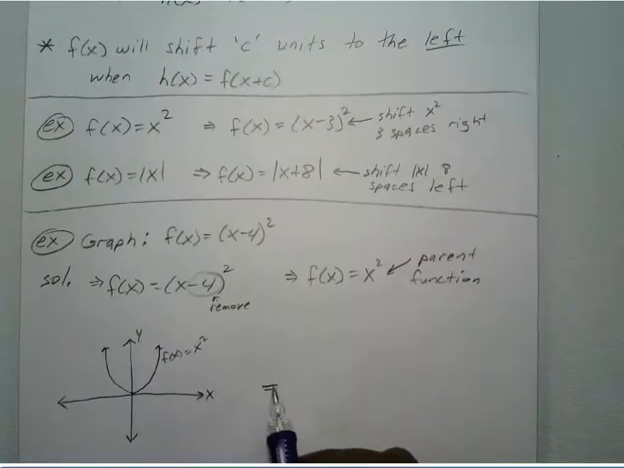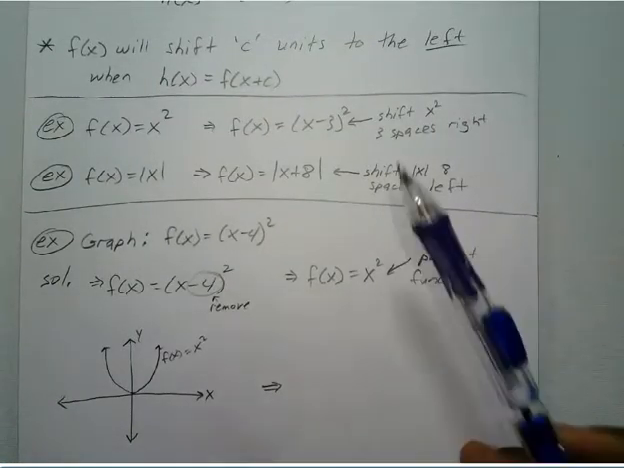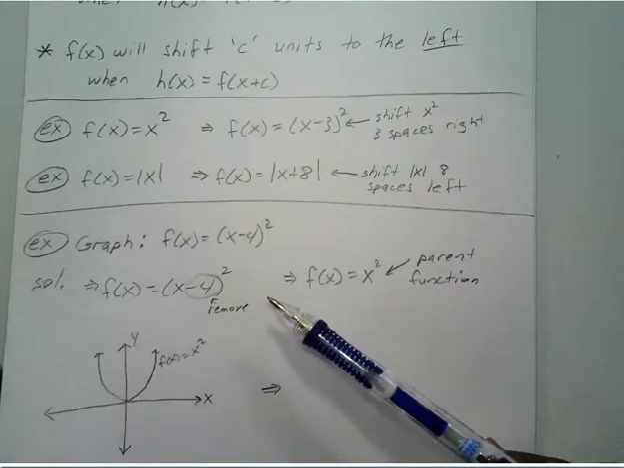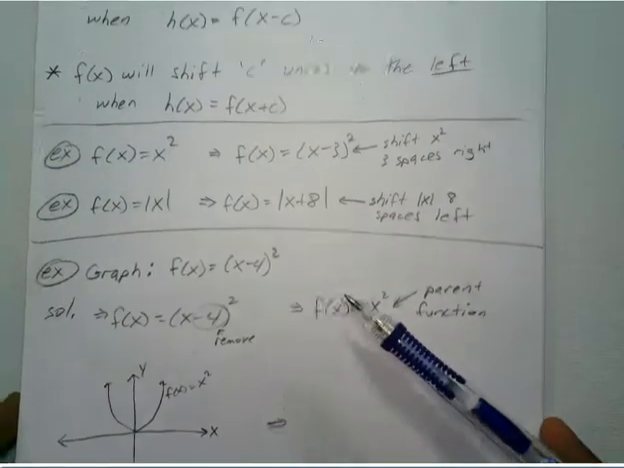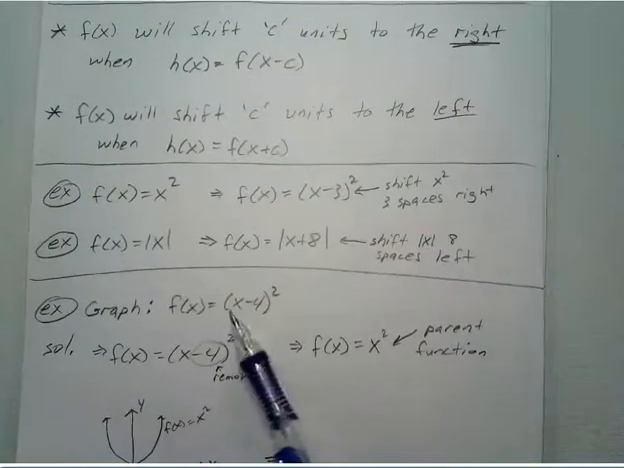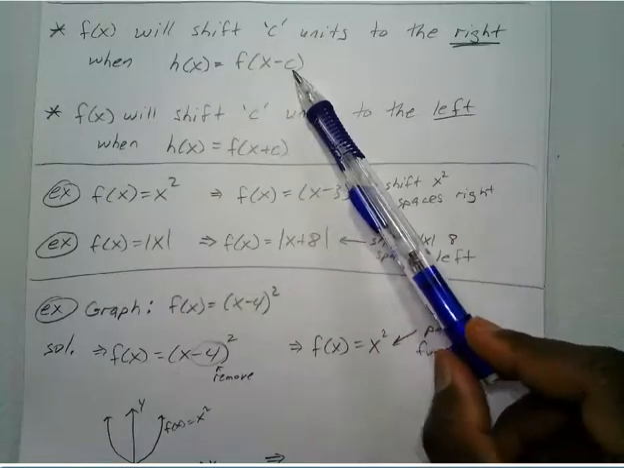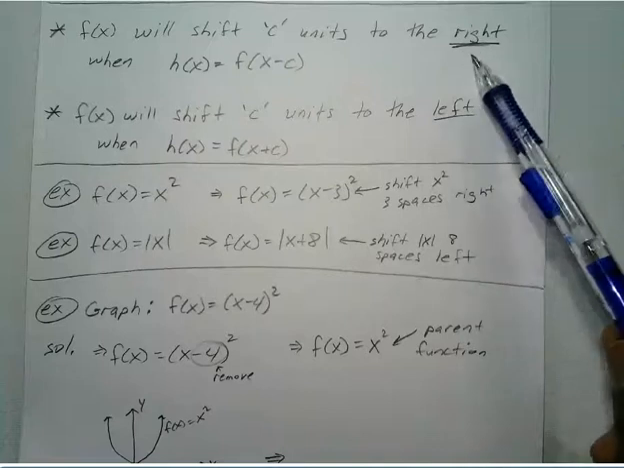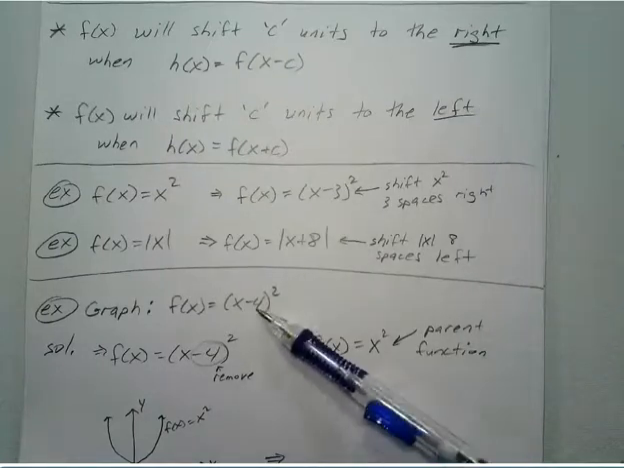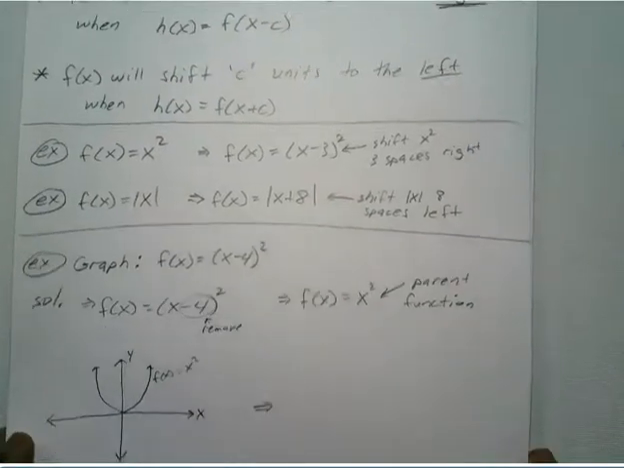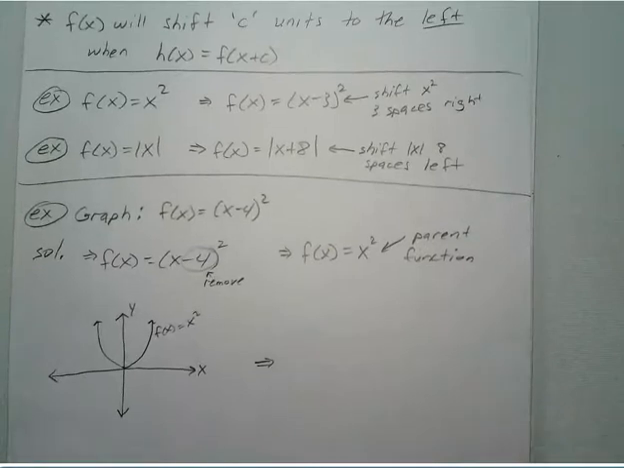Now we're just going to get that parent function. X minus 4 squared, that's our f of x minus c. So that means we're going to shift that to the right c number of units, or in this case, 4 units. And the reason we say units is because we don't know if it's inches, feet, whatever, so we just say units to cover everything.